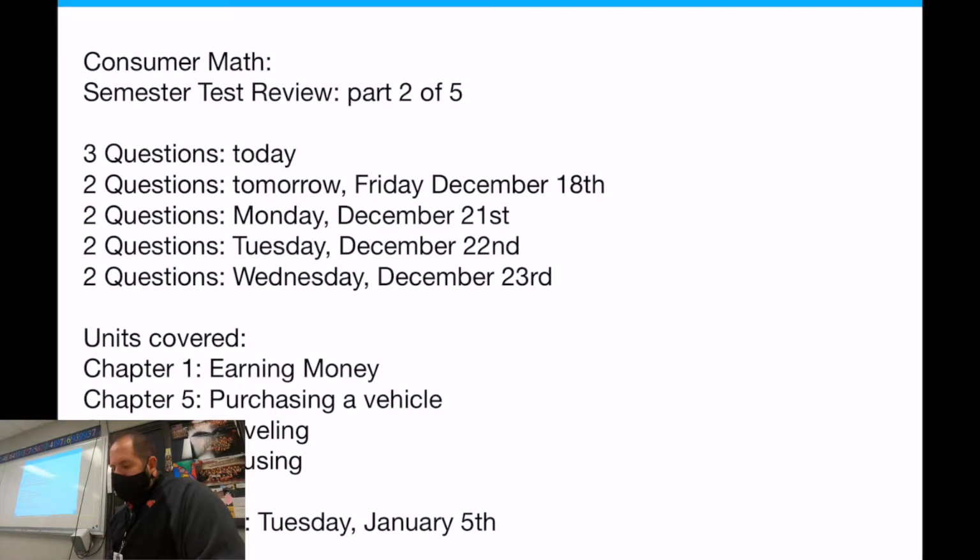So, we're gonna do part 2 of the review today. You can see on my marker board here, semester test is on January 5th. The practice guide's due on the 4th, that's Monday. You'll turn it in. I know that some people want to study it that next night.